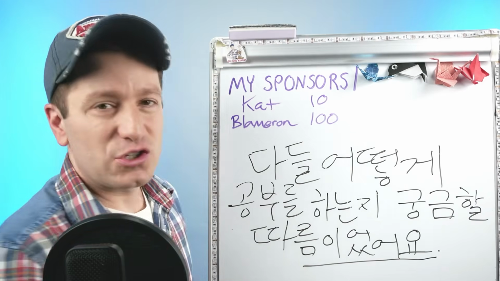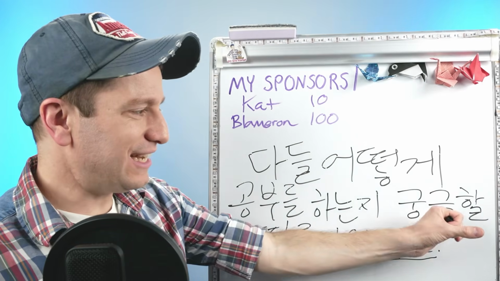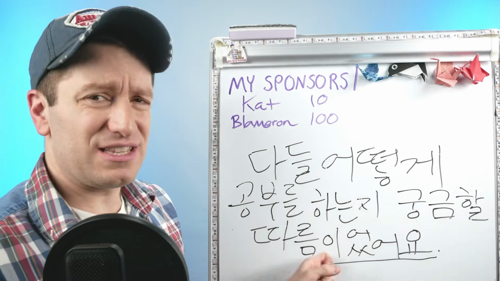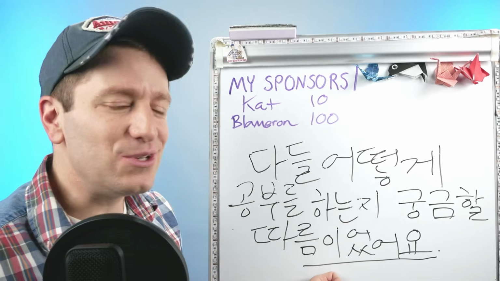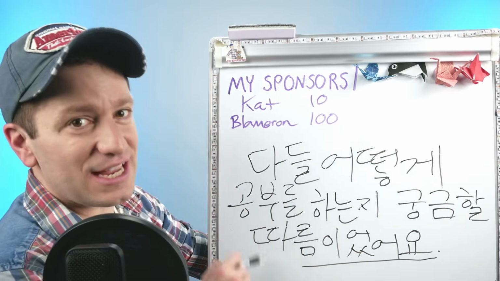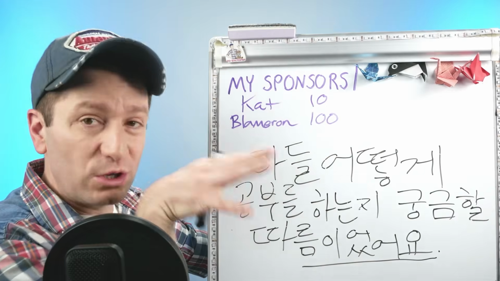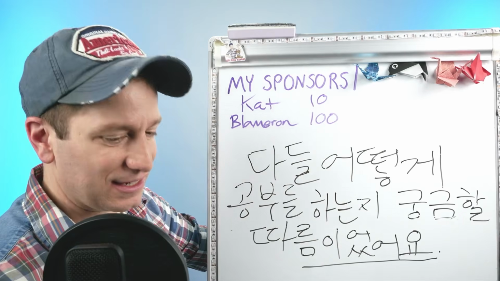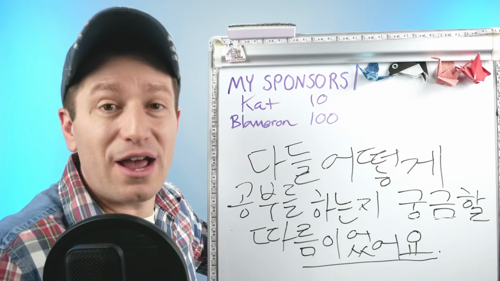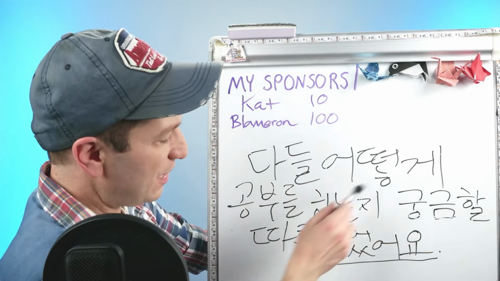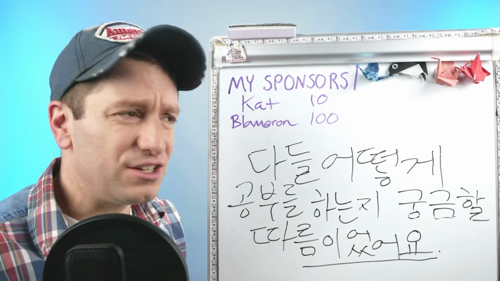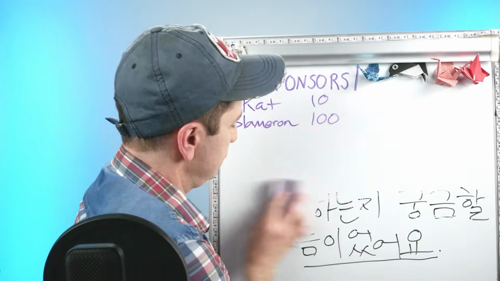이었어요. Past tense. So I was only curious. Notice that this one's in present tense. 궁금할. But this one's in past tense. That's fine to do. You can do either one. So basically you're saying the situation was only that I was curious how everyone is studying. I was just so curious how everyone is studying. 다들 어떻게 공부를 하는지 궁금할 따름이었어요. So I was just so curious how all of you are studying.